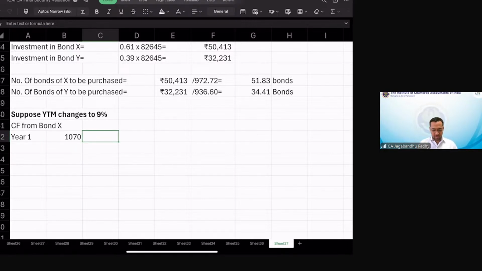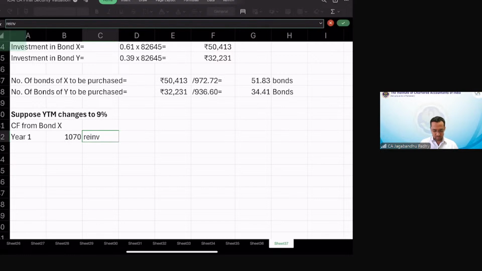Now this will be reinvested for how many years? Because my target horizon is what? My target horizon is 2 years, right? So this 1070 will be reinvested for how many years? 1 year, right? Because after 1 year, you're receiving 1070.